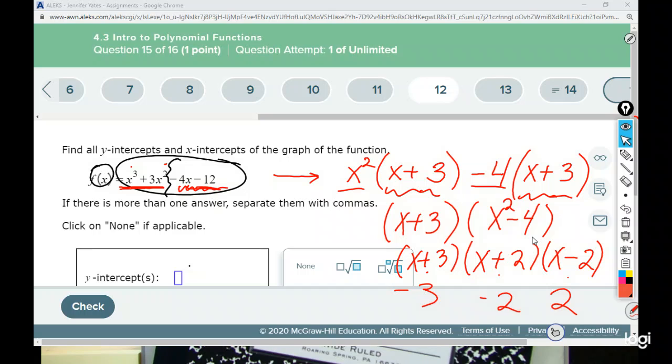All right, now to find my y-intercept, I let the x's equal 0. Here, here, and here, which means those would all disappear. And my y-intercept is -12.